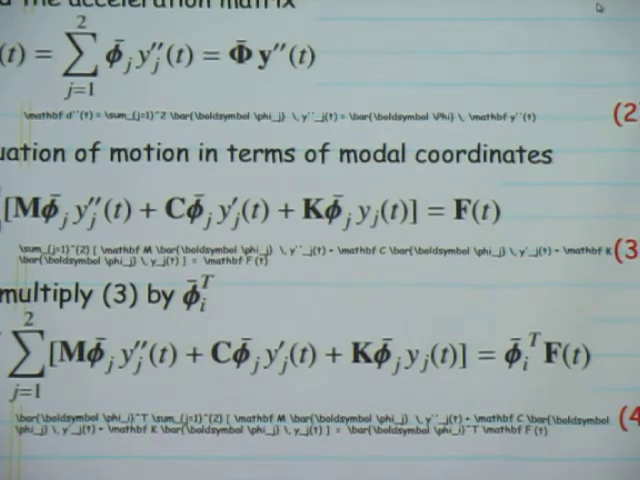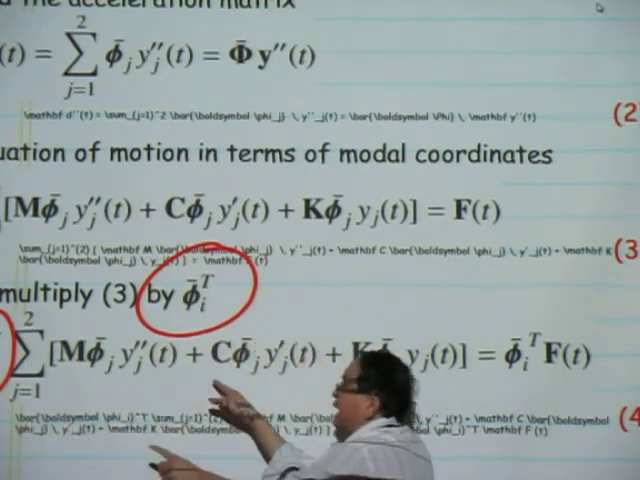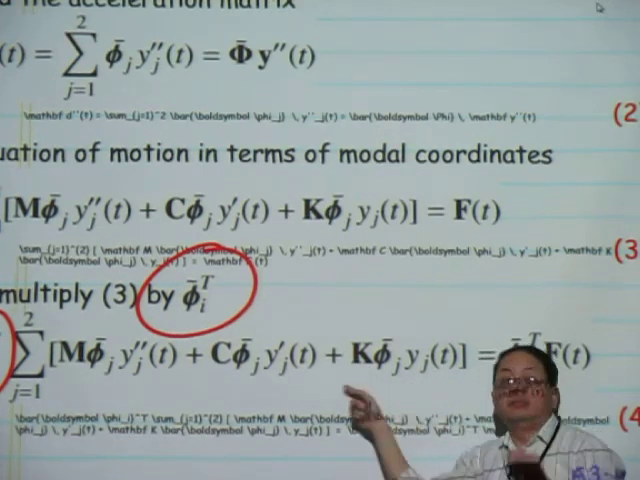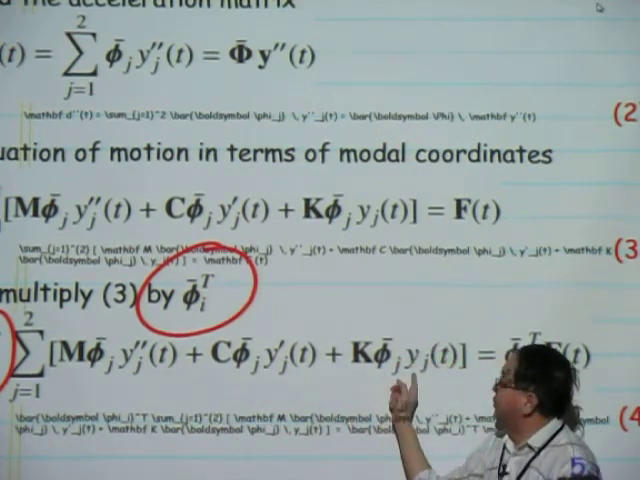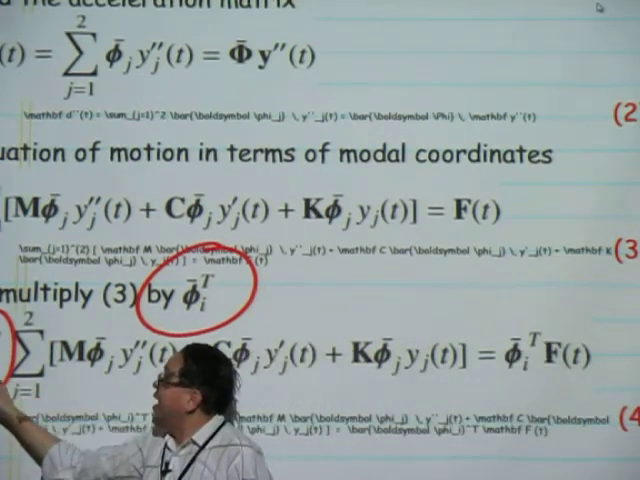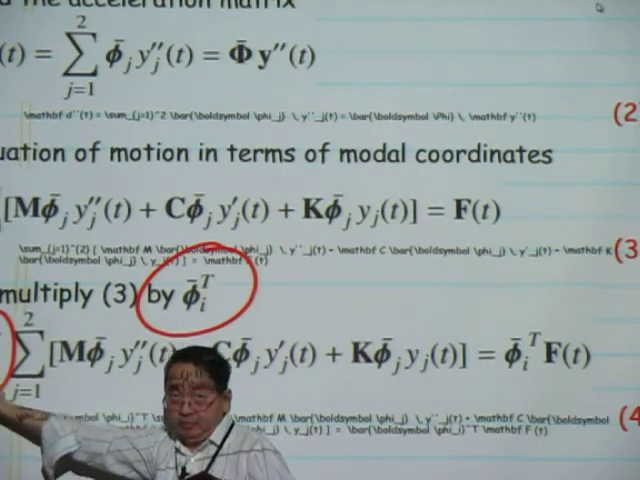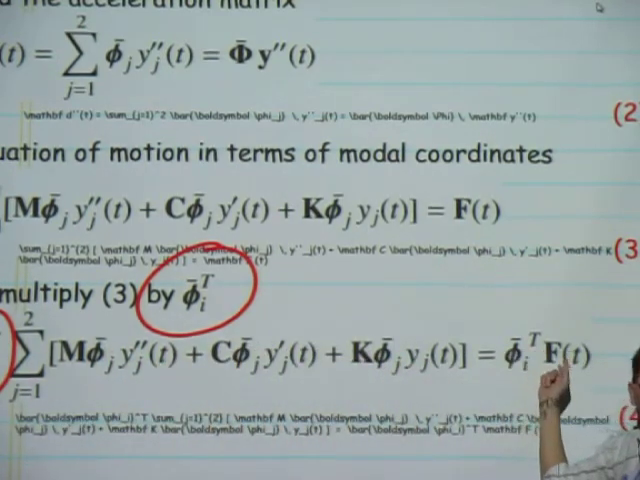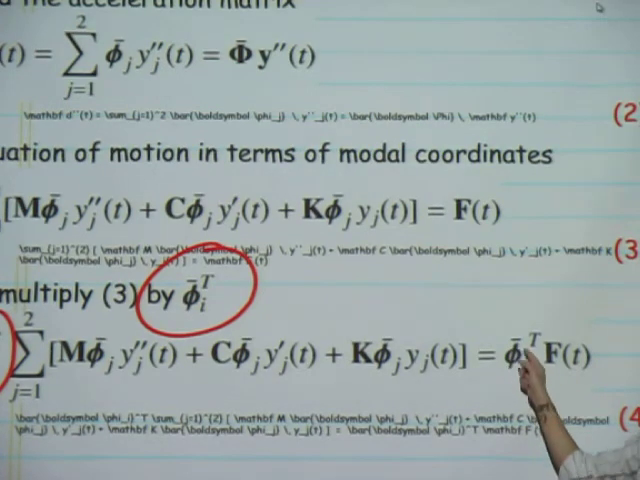Okay, you take phi bar I, because the J had been used as the summation index. So all of these terms, you have J as the summation index, and now you take phi I bar transpose, okay, multiply throughout, and on the right hand side you also have phi I bar transpose, okay, on both sides.